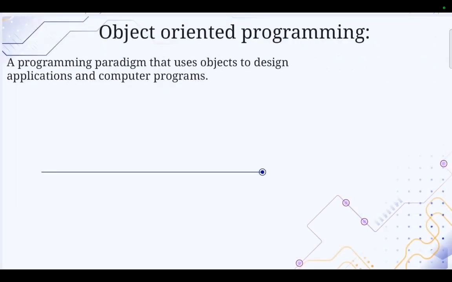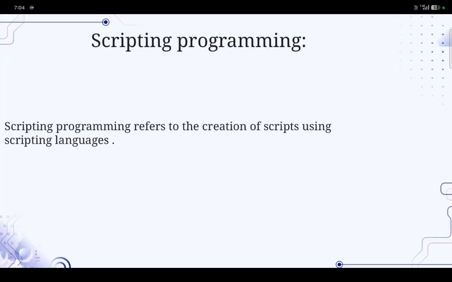Now, this is where Java truly shines. Object oriented programming, or OOPS. In this paradigm, we model the real world using objects like cars, students, or books. Each object has properties and behavior. Java is built around this concept.